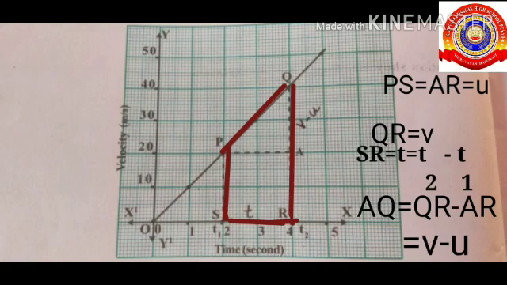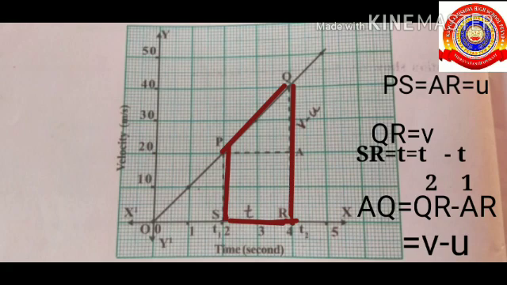From the graph, PS equals AR, that is u, the initial velocity. QR equals v, that is the final velocity. Then SR equals t, that is the time. So, how can we find out the time here? t2 minus t1, by taking the difference.